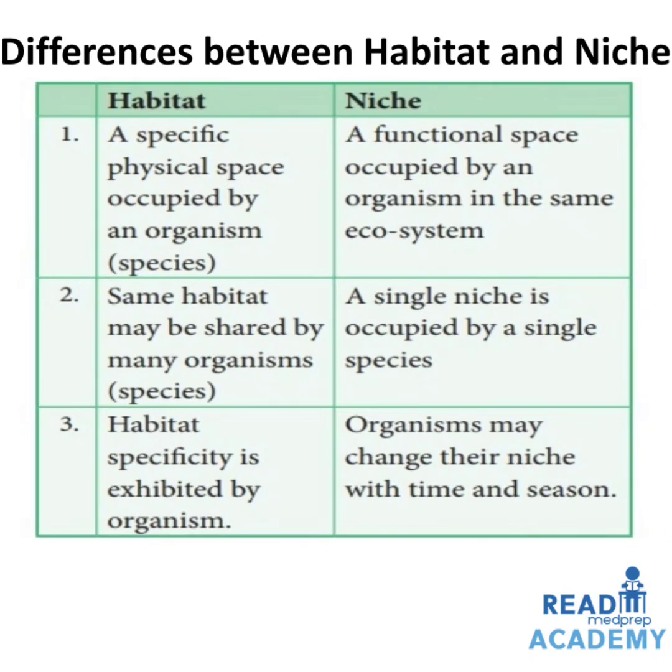Now, what are the differences between habitat and niche? A habitat is a specific physical space occupied by an organism or species, whereas a niche is a functional space occupied by an organism in the ecosystem. The same habitat may be shared by many organisms or species, whereas a single niche is occupied by a single species. Habitat specificity is exhibited by organisms, whereas organisms may change their niche with time and season.